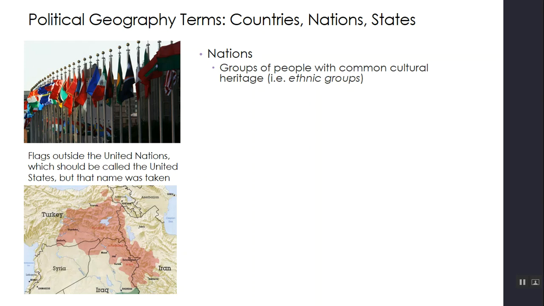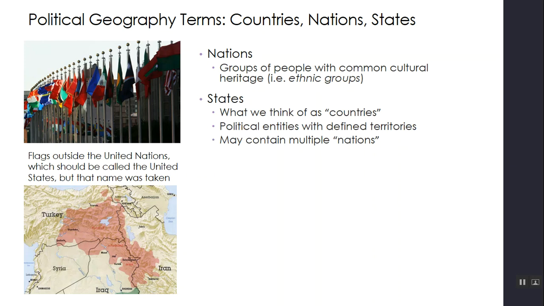If we want to think about this in the United States, we could think about the Navajo Nation. That is a group of people with a common cultural heritage. States are what we tend to think of as countries. They are political entities with defined territories. They may contain multiple nations. There's a picture there of the flags outside of the United Nations, which should have been called the United States, but that name was already taken.